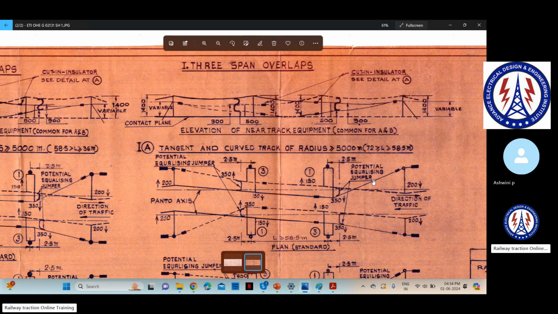Silver is also a costly material. So that's the reason why we have to make sure that it is potentially equal with this wire. That's what I want to say. That is the reason why it is called a potential equalizing jumper. Am I making sense to you guys?